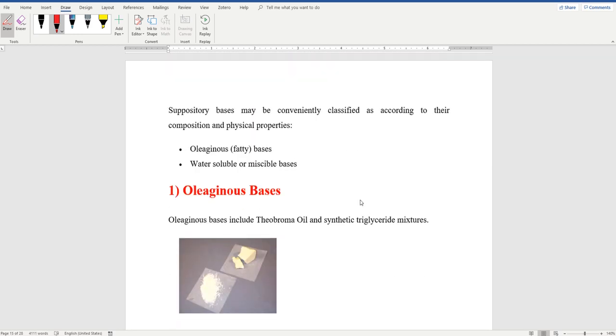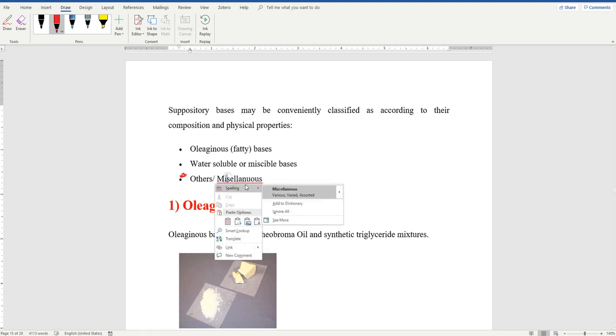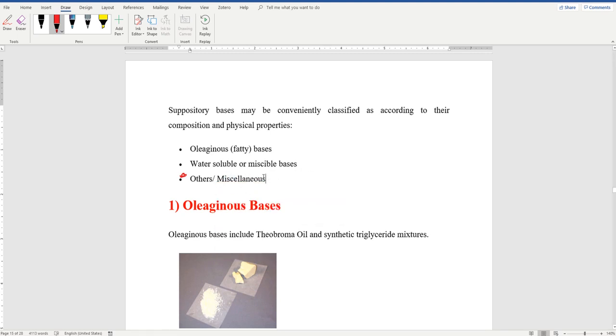So how do we classify suppository bases? Here let's remember that we talked about oleogenous bases, and the water soluble or miscible bases, and another one, the third one, miscellaneous, or others.